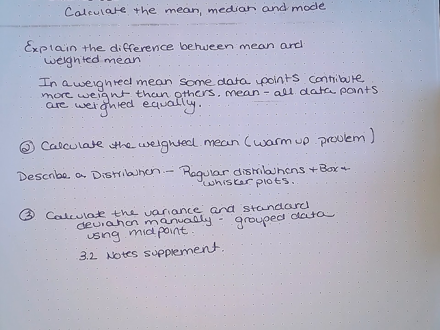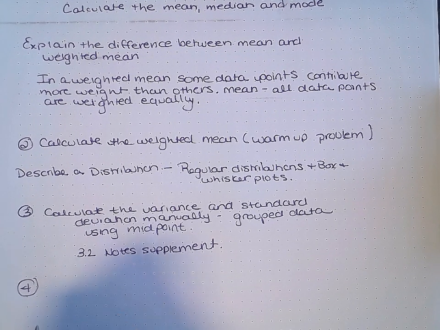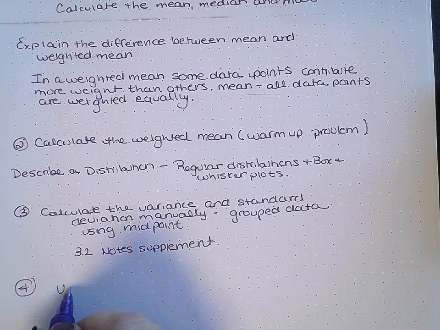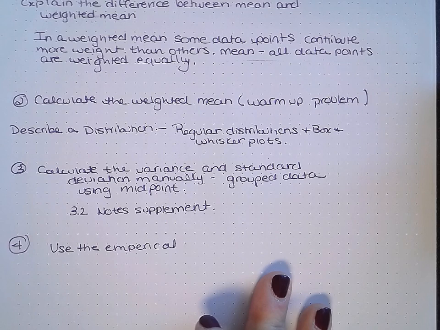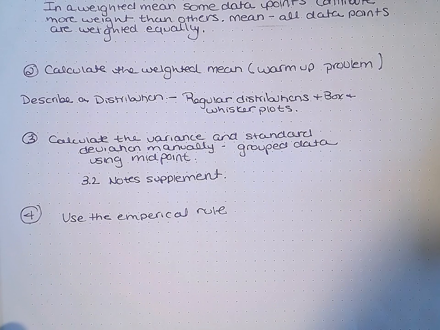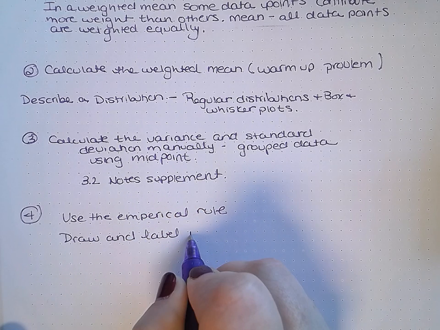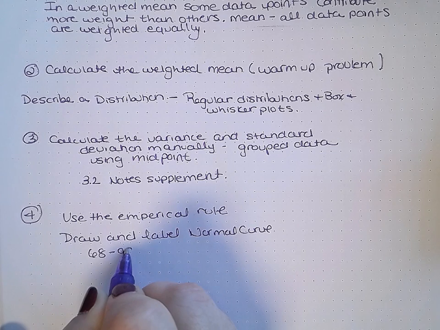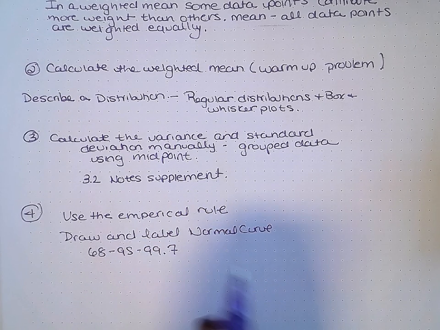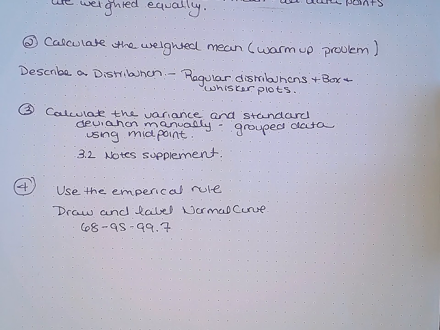And then you're also going to have to use the empirical rule for two problems. You're going to have to draw and label the normal curve. And you're going to have to do the 68, 95, 99.7 rule, and label that normal curve. You will not have the normal curve thing that I gave you for your notes. You're going to have to memorize that.